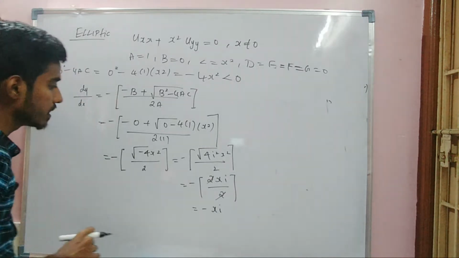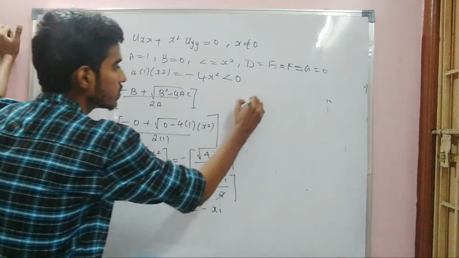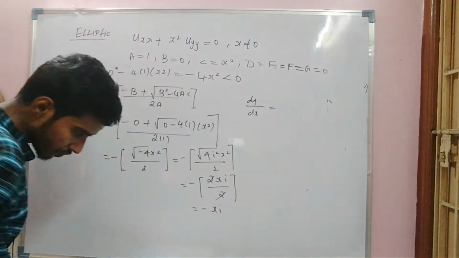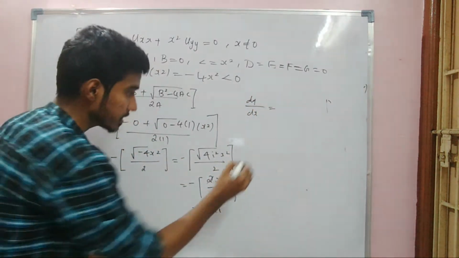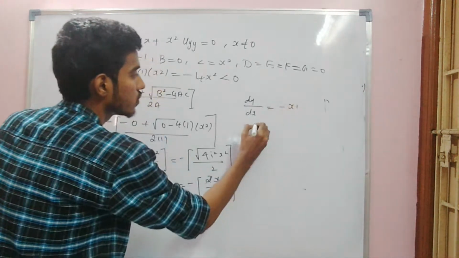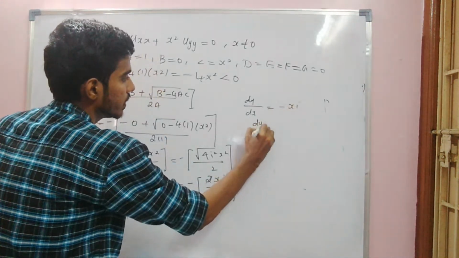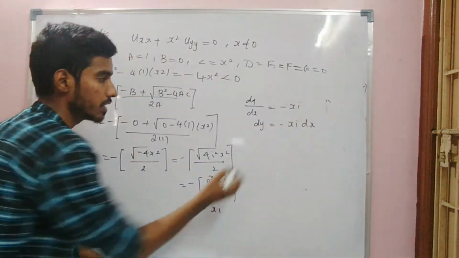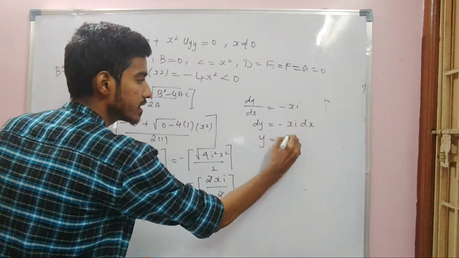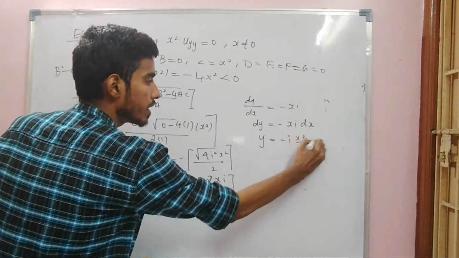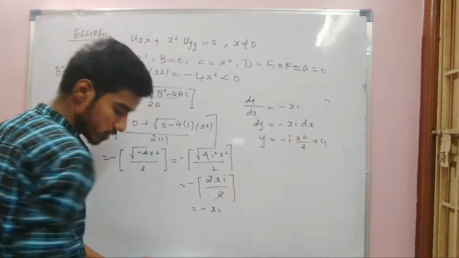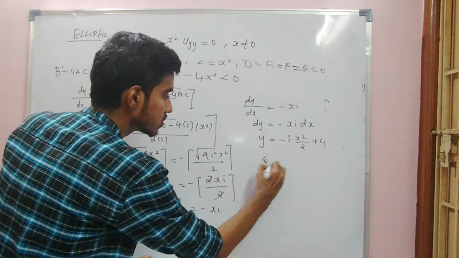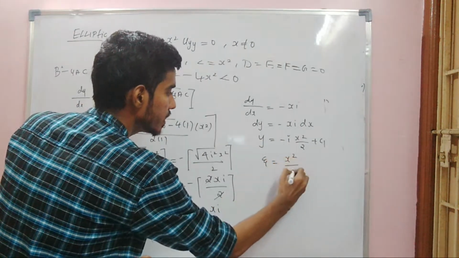Yes, minus xi. So therefore we have dy by dx is equal to minus xi. So we have dy is equal to minus xi dx. So we integrate this, we will have y, minus i is constant, so x square by 2 plus c1. So therefore what will be our theta? Our theta is x square by 2.